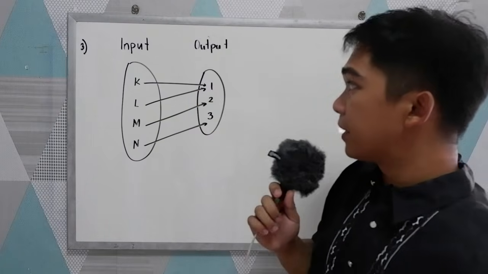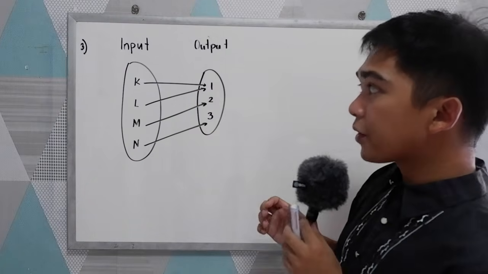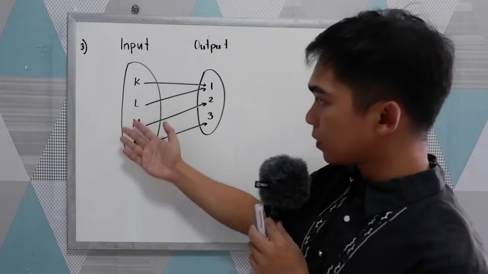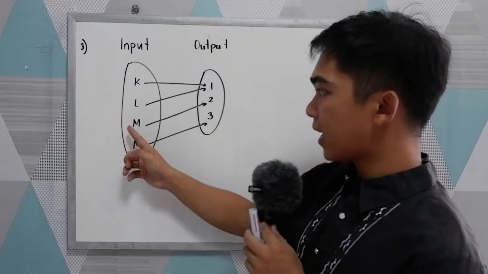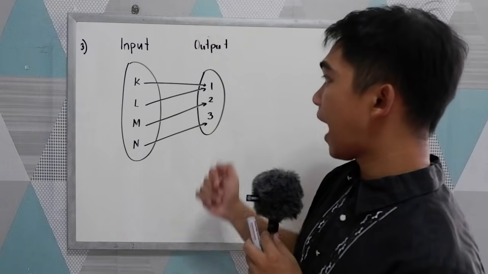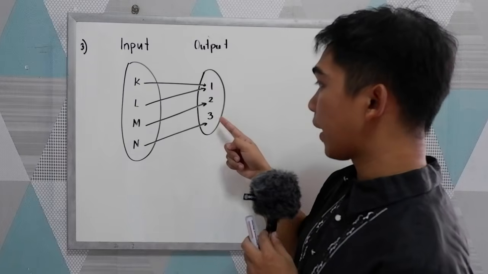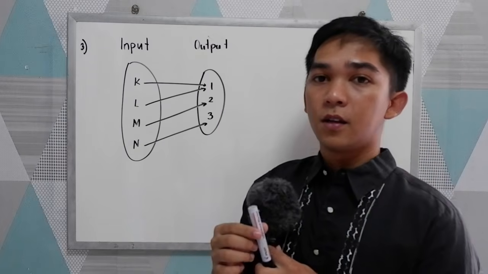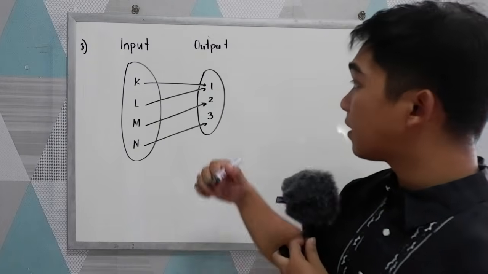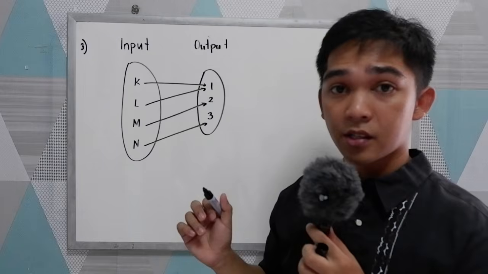Next will be how to find the domain and range if the given is a mapping or arrow diagram. Example number 3, we have here our diagram. Let's say we have our input, we have the K, L, M, N. Then for the output, we have 1, 2, and 3. In this case, we can also write this as ordered pairs.